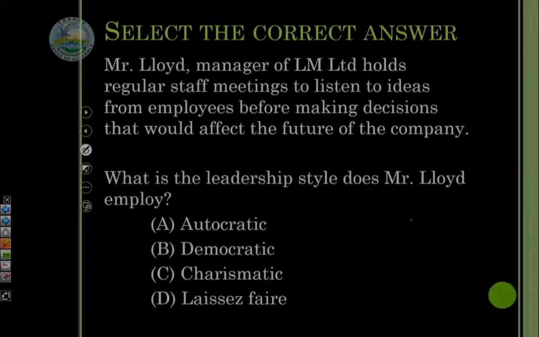What is the leadership style that Mr. Lloyd employs? A, autocratic. Is he making decisions on his own? B, democratic. Is he listening to employees? C, charismatic. Or D, laissez-faire. Did he leave them to do the task on their own? So come on, figure out the answer. It's very easy.